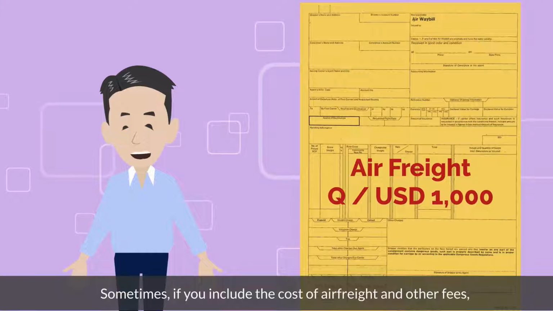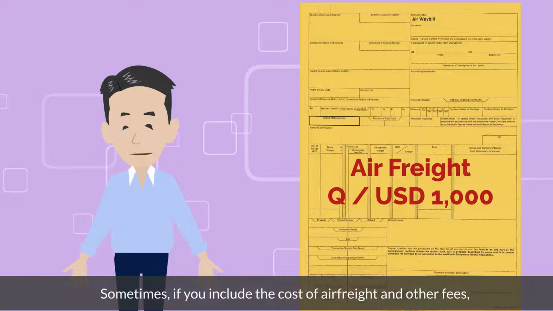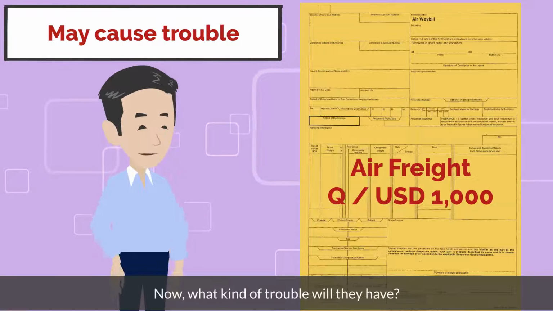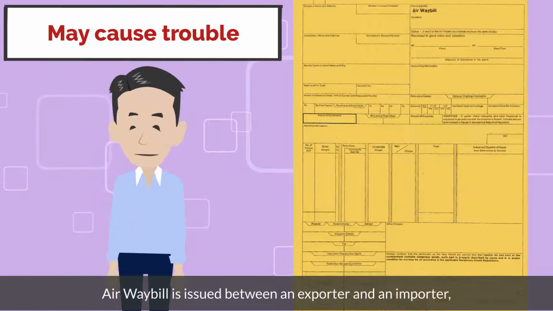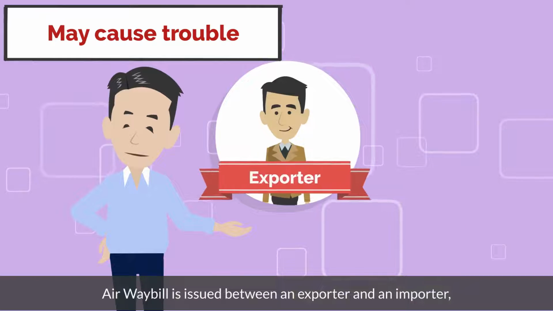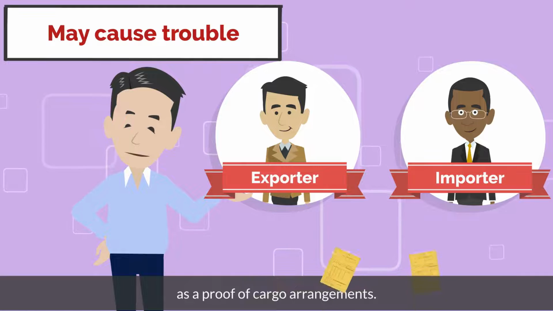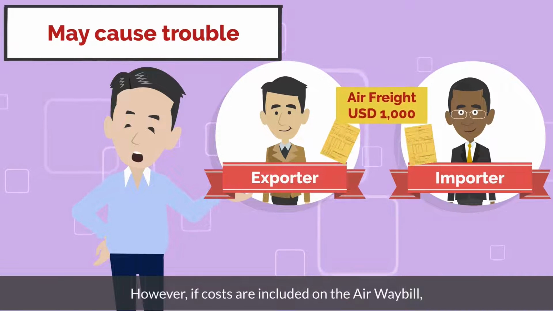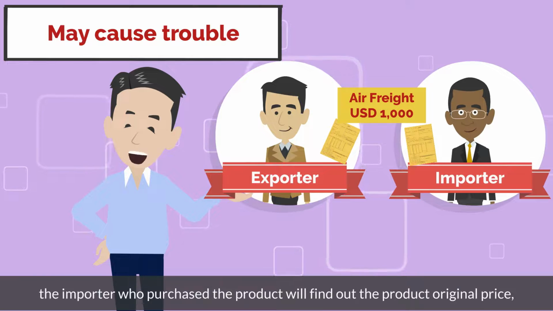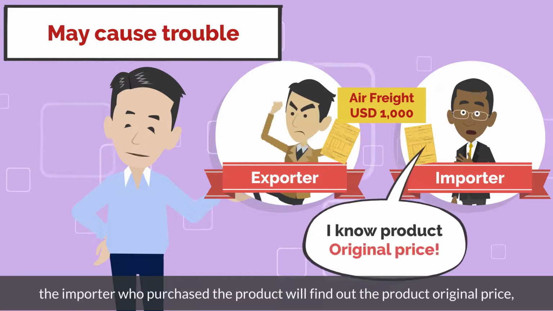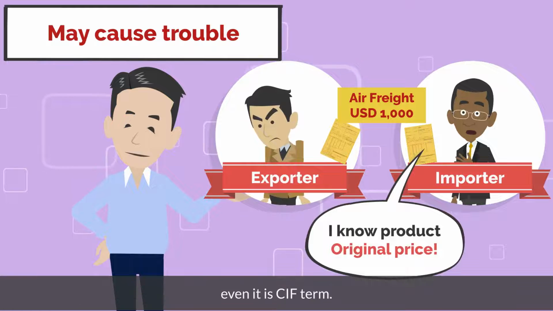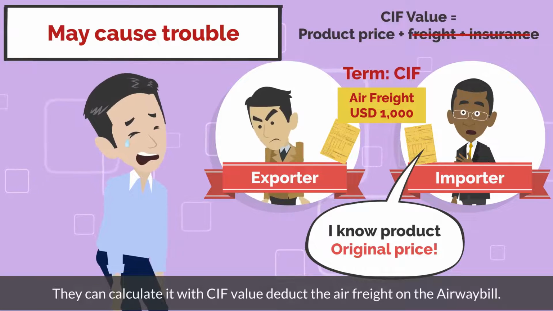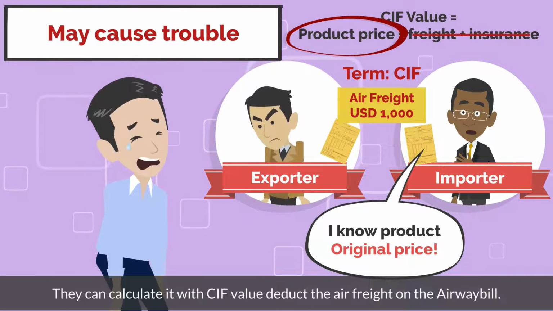Sometimes, if you include the cost of air freight and other fees, it may cause trouble to a shipper. Now, what kind of trouble will they have? Airway bill is issued between an exporter and an importer, as a proof of cargo arrangements. However, if costs are included on the airway bill, the importer who purchased the product will find out the product original price, even if it is CIF term. They can calculate it with CIF value, deduct the air freight on the airway bill.